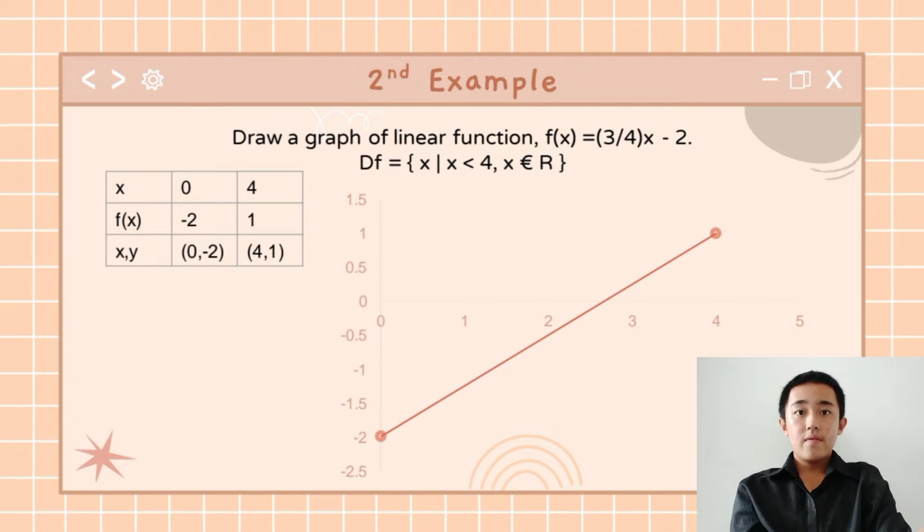3/4 times 0 equals 0, minus 2, we got -2. 3/4 times 4 equals 3, minus 2, we got 1. And we could make the graph. x is 4, y is 1. Remember, because it's not equal to, we only drew an empty circle. And x is 0, y is -2. We drew a line that passes through the dot and is marked with an arrow, because in the question there's no limiting number.